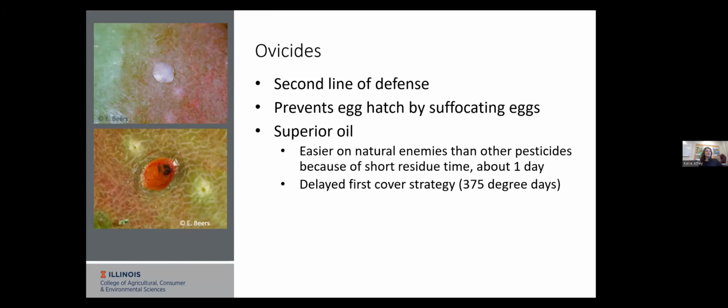And I just put delayed first cover strategy on there. I'm not going to go into degree days. This is just for your information: there are ways to calculate when you need to do sprays, and there are degree day calculators out there as well to explain some of this. I leave this on the slides more just for your information.